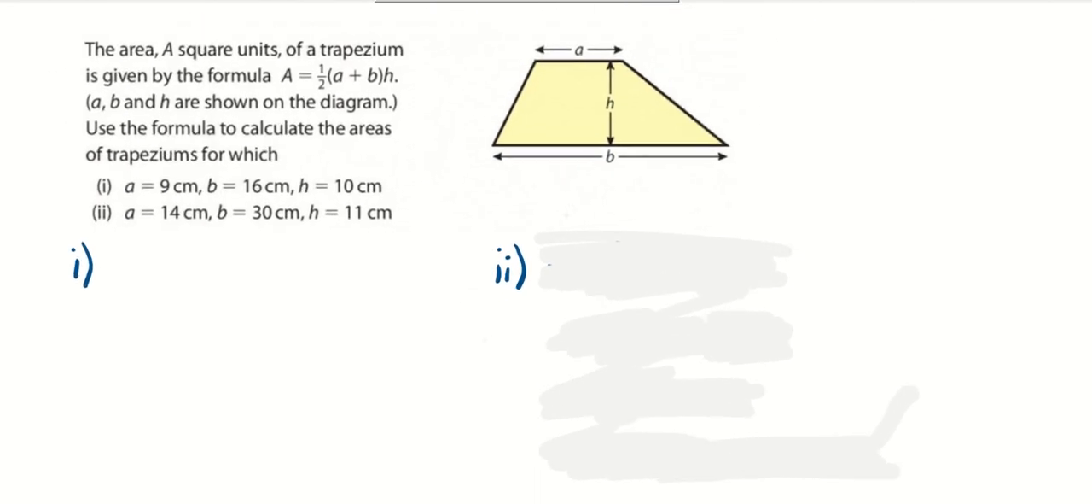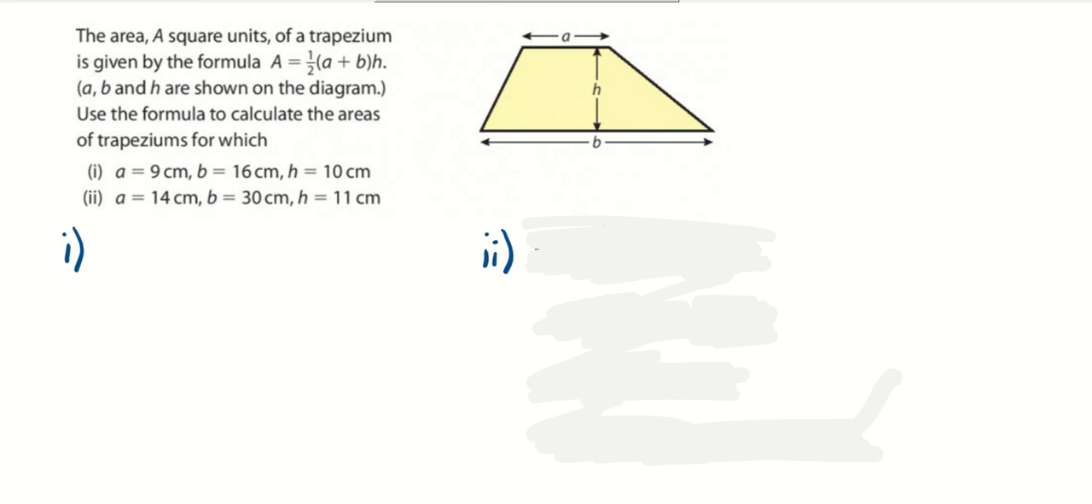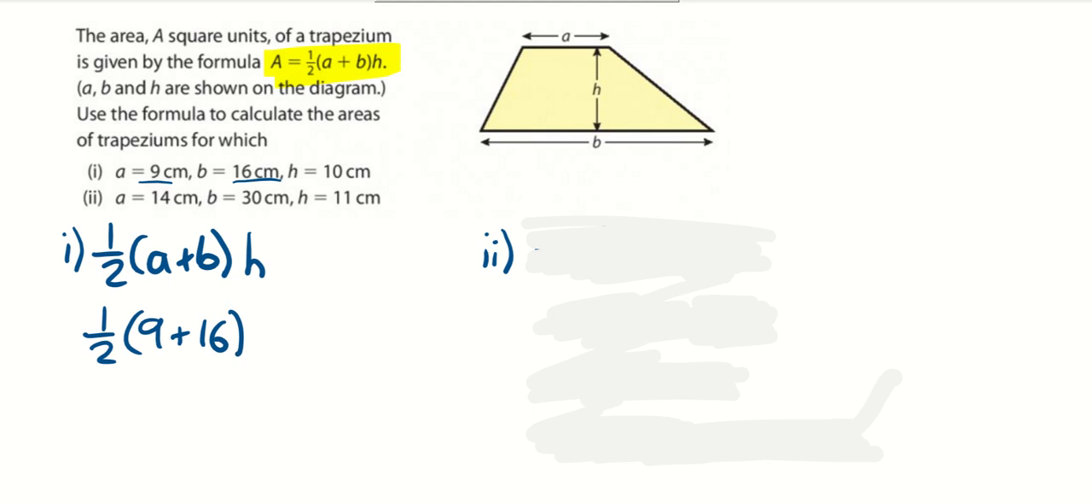Same sort of approach here for this one. It's a slightly harder one, but again, we're using this formula here: area equals half (A plus B) H. So that's the area of a trapezium rather than a triangle. So this time it's going to be a half (A plus B) H. You're given it all in the question. So a half, and we do A plus B, so that's 9 plus 16, and times h, which is 10.